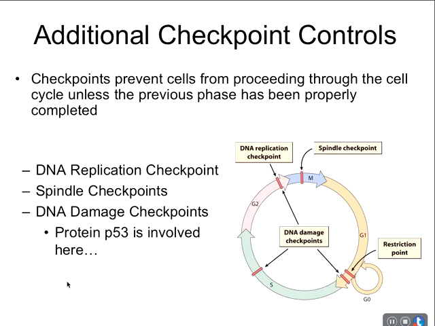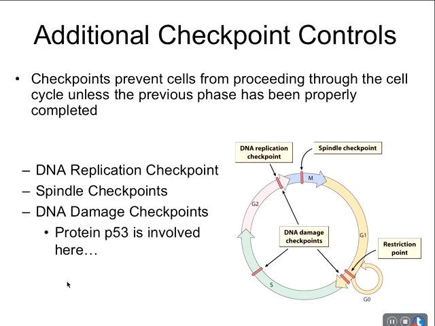There is a spindle checkpoint. The spindle checkpoint actually happens between metaphase and anaphase. Remember, you have to pull apart the two sets of chromosomes. The spindle does that job during mitosis. The spindle checkpoint, you won't move past it unless the spindle is formed properly. And it makes sure that all of the chromosomes are attached to the spindle.